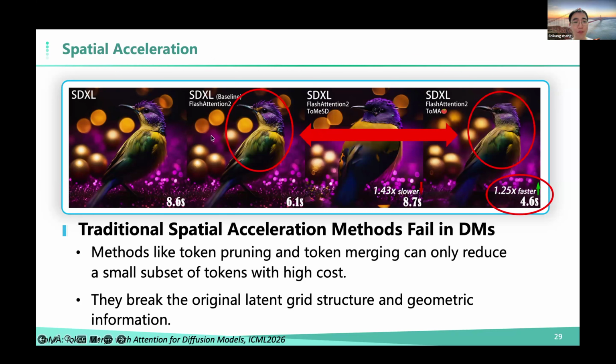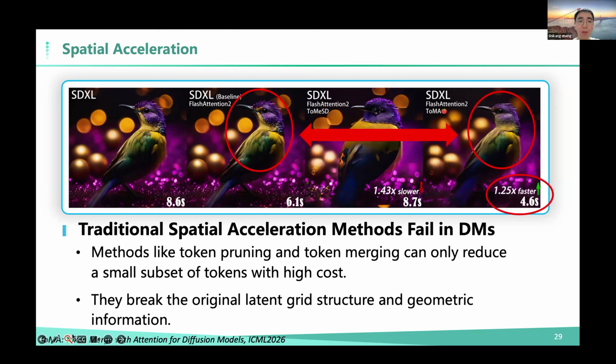For example, on this figure, when we apply this token merging method on diffusion models, as you can see, the bird feather and the details degrade a lot, and it only achieves like a 1.25 times acceleration ratio. So this is a relatively low acceleration ratio with a high cost. I think this is mainly because the token merging and token pruning methods are breaking the original latent grid structure and the geometric information during the denoising process.